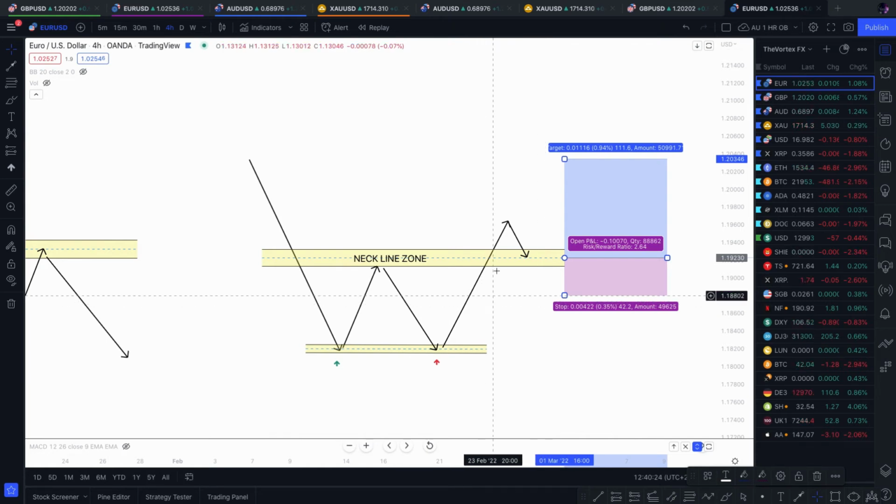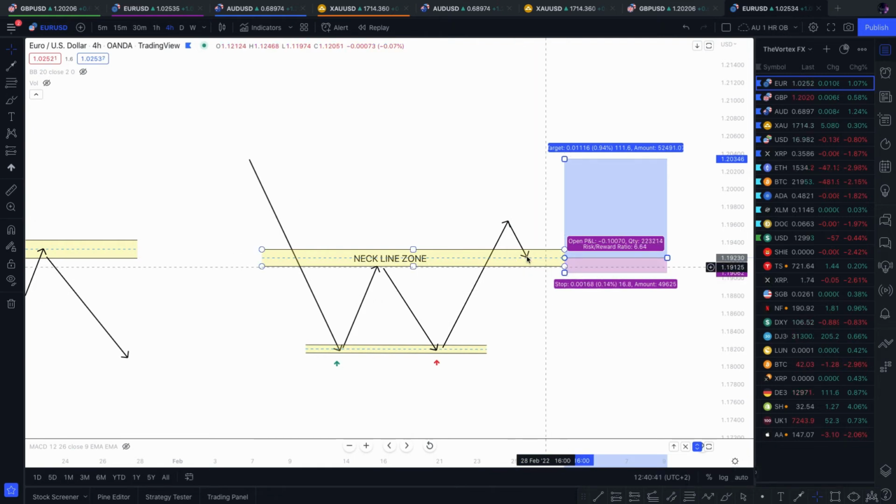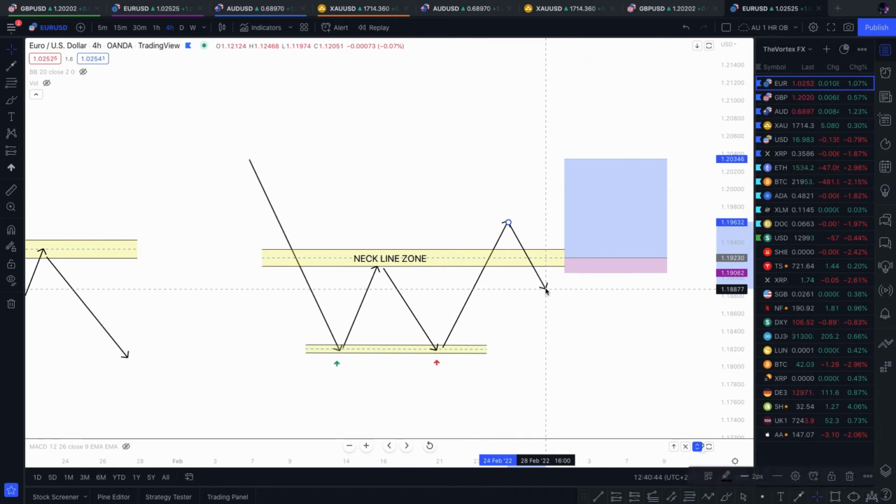All right, guys, remember, there is choppiness that can happen in these neckline zones. Why does that happen? That is because market makers and institutions know that us retail traders, we trade these patterns, and they know that people place their stops pretty tight, and they could easily stop us out, right? Because there can be a lot of noise.